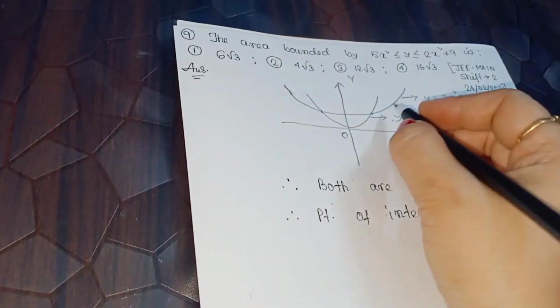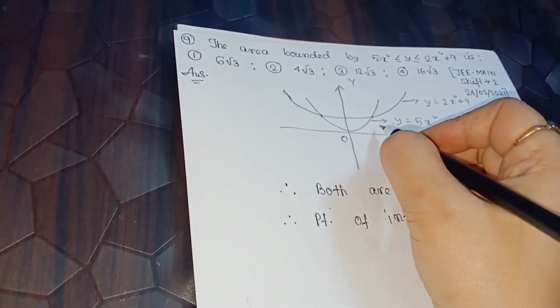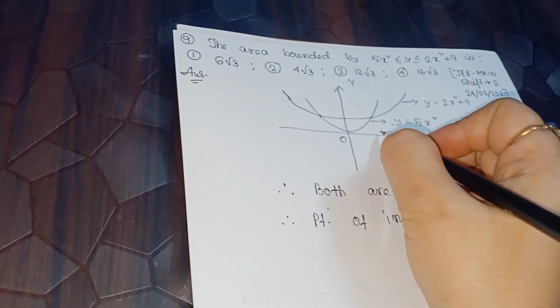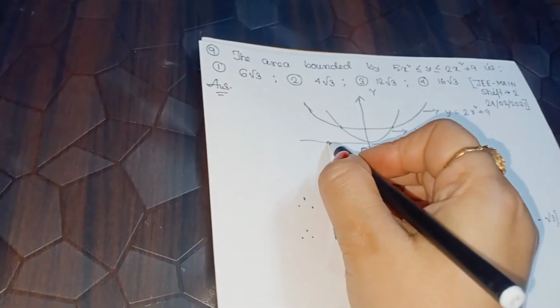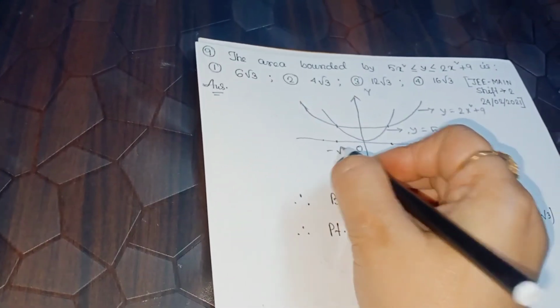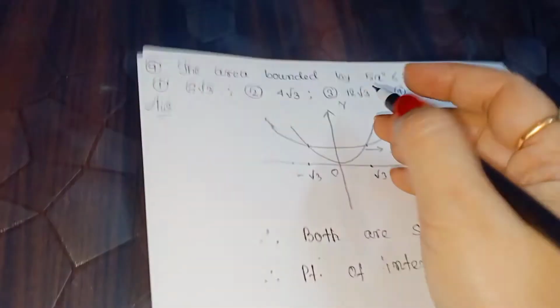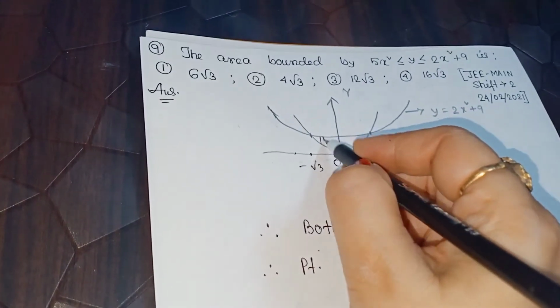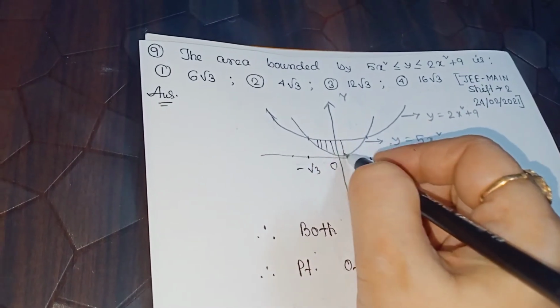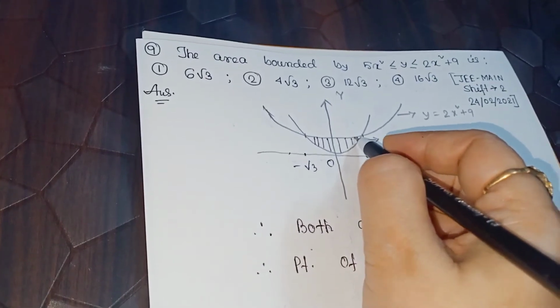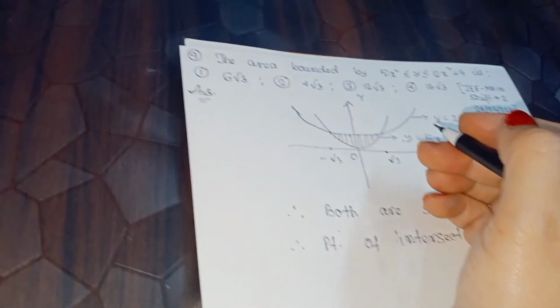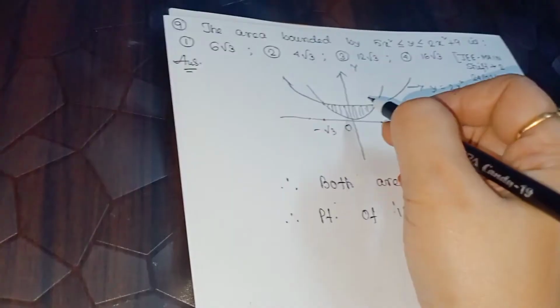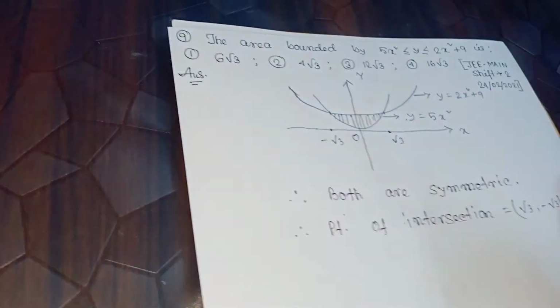So this is the point. Here we get root 3, and this is minus root 3. So this is the region we should calculate. This is the required area. So this area we should calculate.